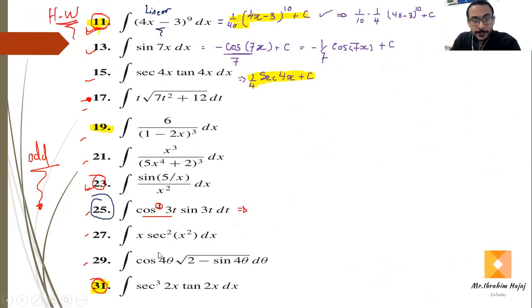Or 27. The integral of x sec squared x squared. Integral of x sec squared x squared.